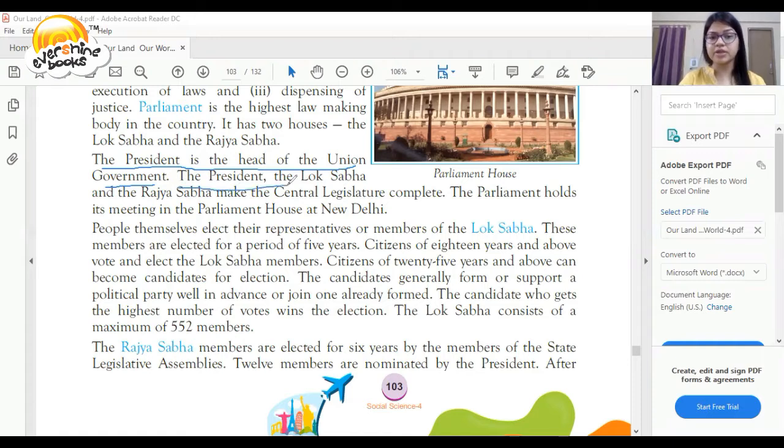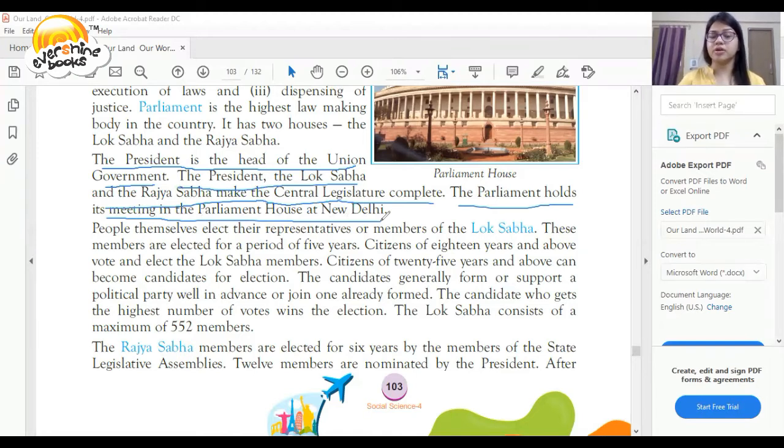The president, the Lok Sabha, and the Rajya Sabha make the central legislature completely. कौन कौन बनाते हैं सेंट्रल को? कौन कौन लीड करते हैं? प्रेसिडेंट, लोकसभा एंड राज्यसभा. द पार्लियामेंट होल्ड्स इट्स मीटिंग इन पार्लियामेंट हाउस एट न्यू दिल्ली. So dear student, again this is a very important question. Where is the Parliament House located? So the answer is the Parliament House is located at New Delhi.